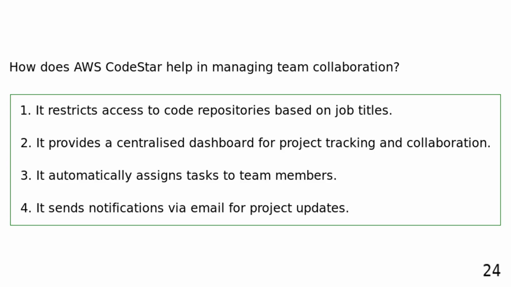How does AWS CodeStar help in managing team collaboration? It restricts access to code repositories based on job titles. It provides a centralized dashboard for project tracking and collaboration. It automatically assigns tasks to team members. It sends notifications via email for project updates.